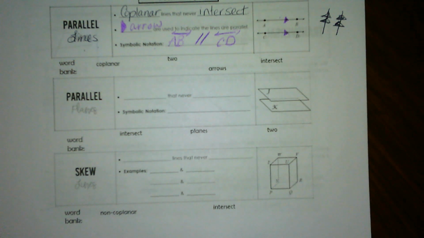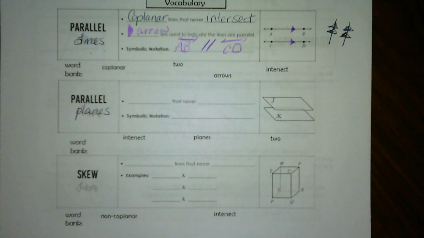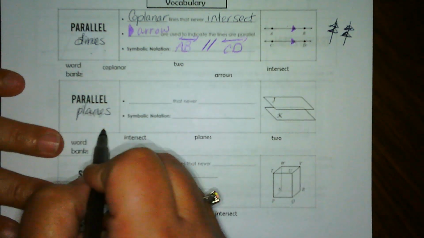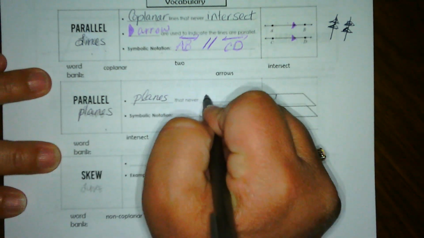Alright, we're going to just keep going. Parallel planes. So, the floor and the ceiling in my classroom are parallel. The front wall and the back wall are parallel. Sorry. When you walk in the door, the left-hand wall and the right-hand wall are parallel. So, if you want to think of my classroom as a box, that's a good thing. Think of it as a box. And so I have parallel planes, which are planes that never intersect.